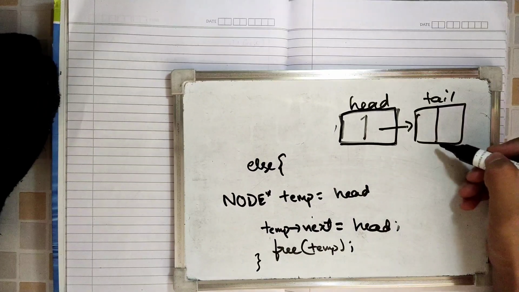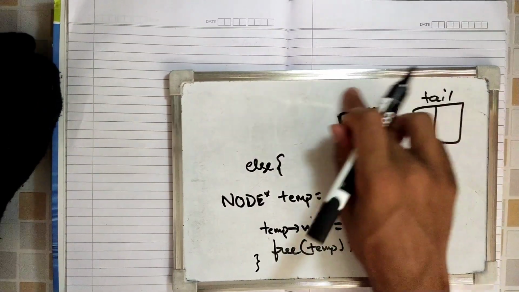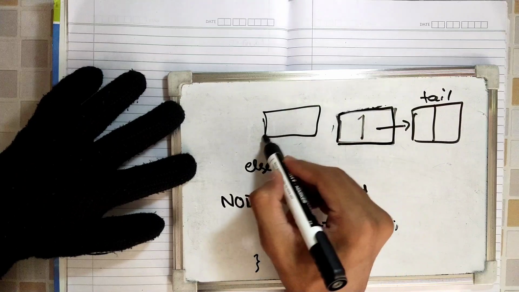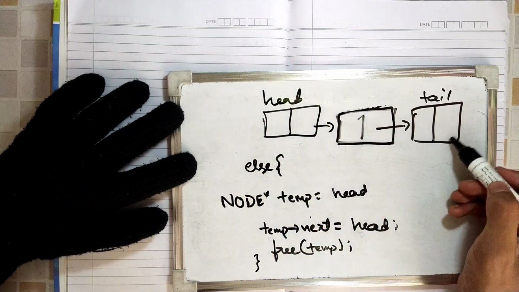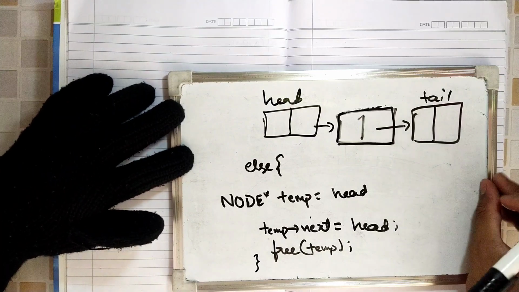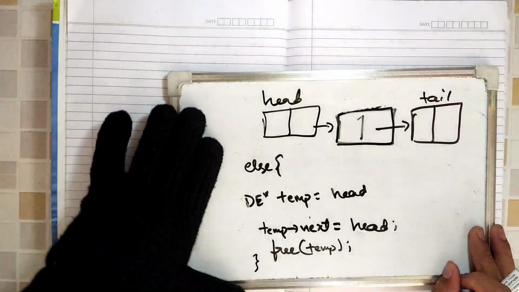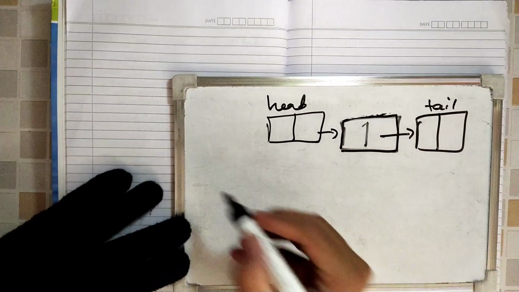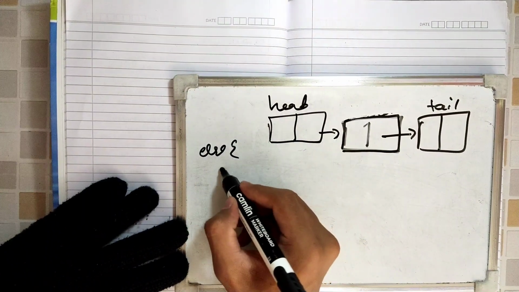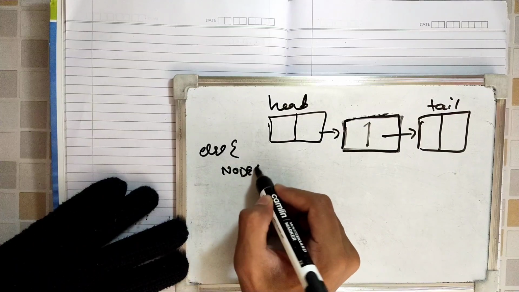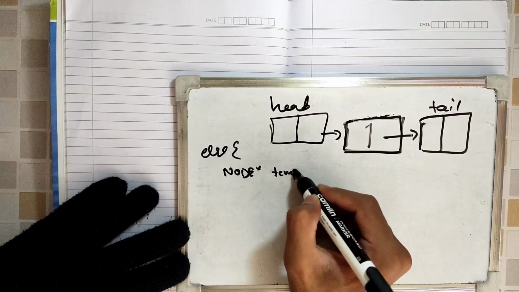Okay, suppose you want to delete here. Okay, now let me take the same example again. I will write, you want to delete, my head is here. Okay, this last node. So what I will do now, let me write it a little bit short over here. So else part, again same thing itself here. I will write node star temp equals to head.